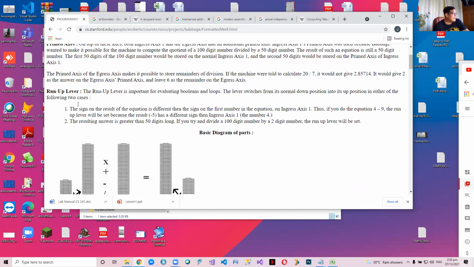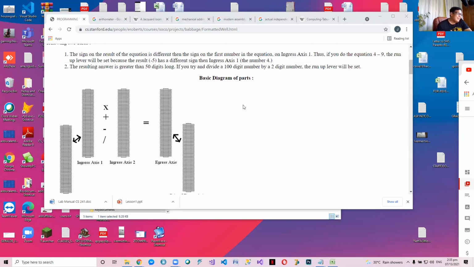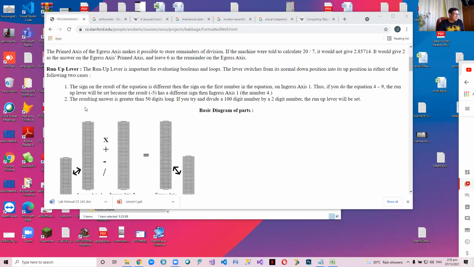Okay. There's a run up. Sir, it's like a bit, a primitive version of a bit. What is that again? Bit? How do you spell bit? B-I-T, sir. Yes. It's not a bit because it's decimal. It's really a digit. Do you follow?